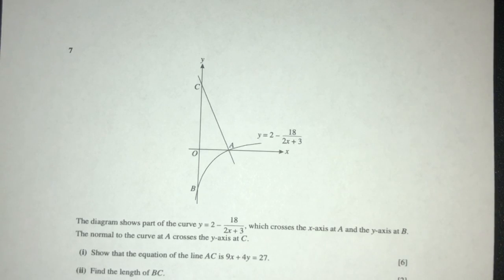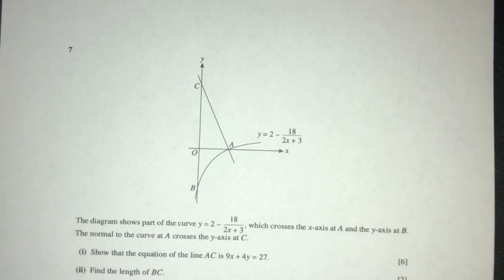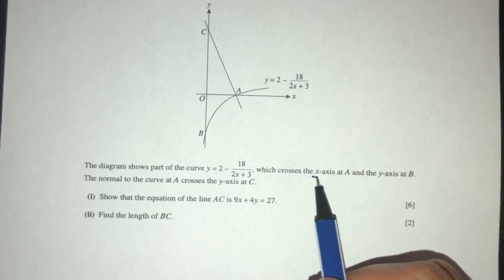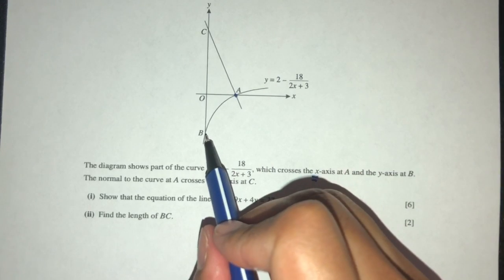The diagram shows part of the curve y equals 2 minus 18 over 2x plus 3. Okay, as you can see here, this is my curve. Now, part 1 says which crosses the x-axis at the point A over here. Okay, and the y-axis at the point B over here.